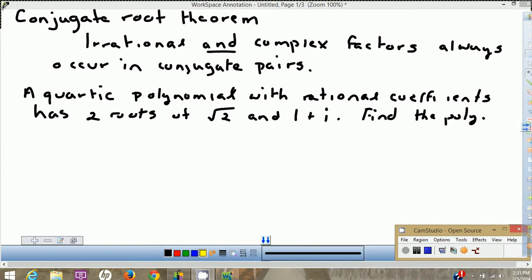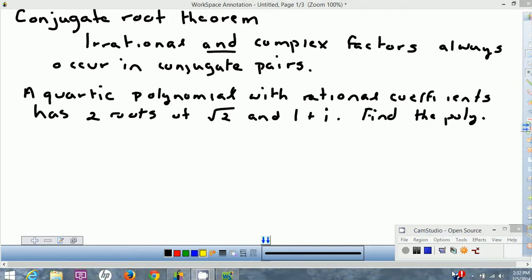In this lesson, we want to look at something called the conjugate root theorem, and I've gone ahead and written this out ahead of time. So let's look at what the conjugate root theorem says, and then look at a problem that we might see in this area. The conjugate root theorem says irrational and complex factors always occur in conjugate pairs.